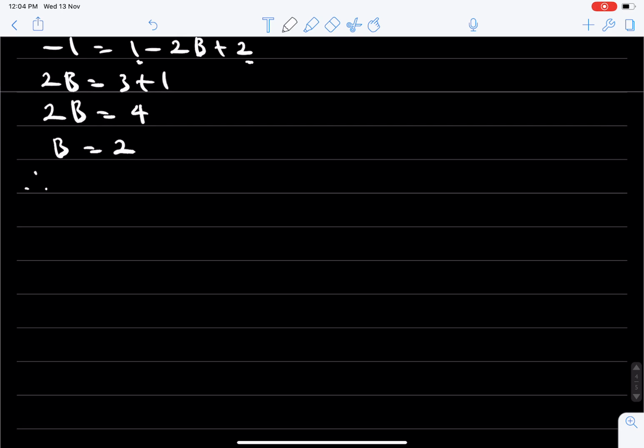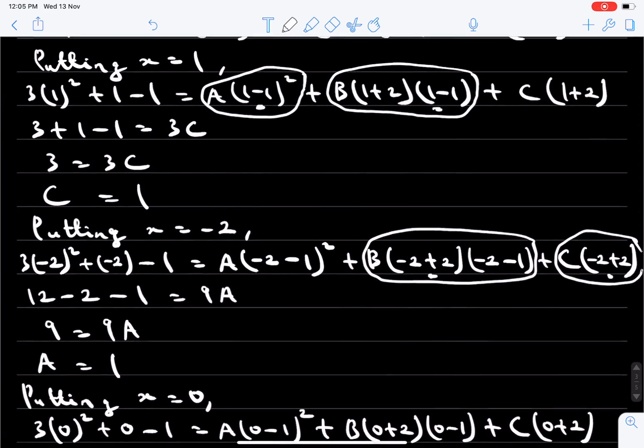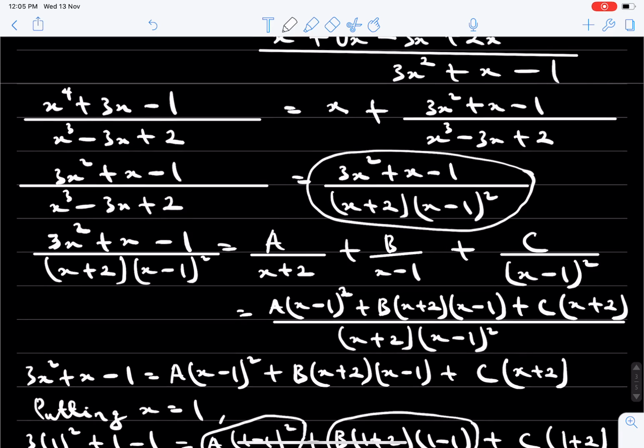And we can now write the partial fractions into which the original compound fraction is split. X raised to the power 4 plus 3x minus 1 divided by x plus 2 times x minus 1 squared is equal to, when we divided the numerator by the denominator, what we got was x plus 3x squared.